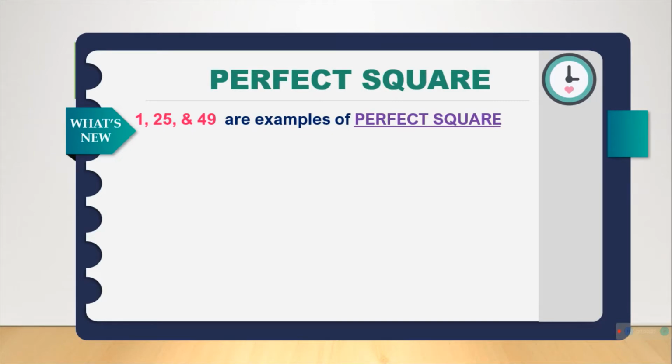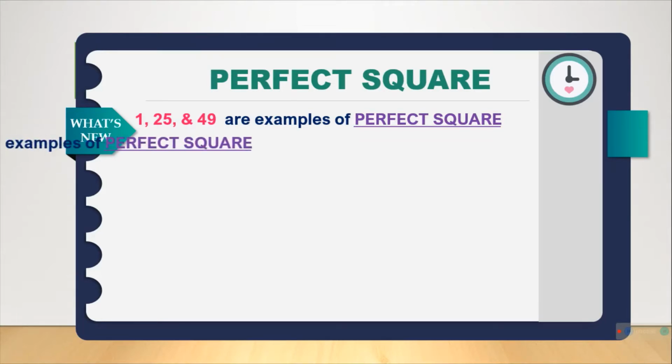1, 25, and 49 are examples of perfect square. Bakit? 1 times 1 is 1. 5 times 5 is 25. 7 times 7 is equal to 49. Sila yung mga product na kapag yung factors nila ay minumultiply sa sarili. Tapos sila yung naging sagot. That is perfect square. Katulad yung 25 and 49. 7 times 7, 49. 5 times 5, 25. 1 times 1 is 1.